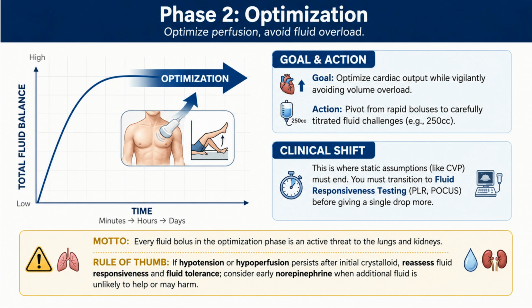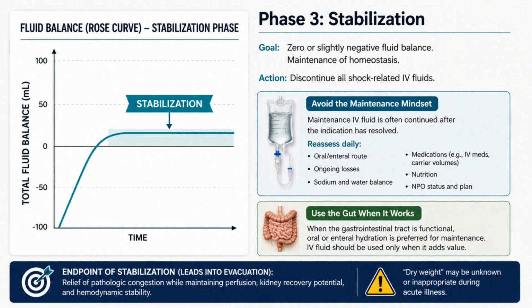Instead, use a reversible preload challenge, point-of-care ultrasound, passive leg raise, or carefully titrated small fluid challenge, often around 250 milliliters. In this phase, every bolus is an active threat to lungs and kidneys, unless it has a clear physiologic purpose. In stabilization, the goal is zero or slightly negative fluid balance while maintaining hemodynamic stability. This is where unnecessary maintenance fluid often persists, because no one cancels it.